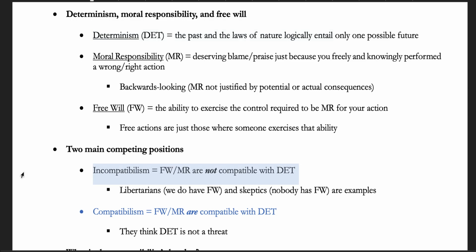Because it's basically three claims, right? Moral responsibility and free will are not compatible with determinism. We do have free will and moral responsibility. Therefore, determinism has to be false.